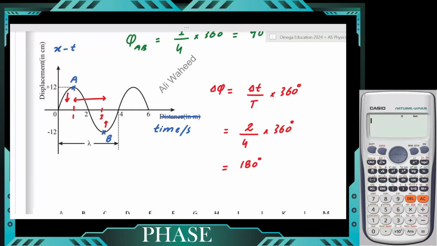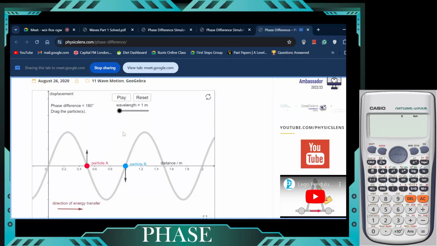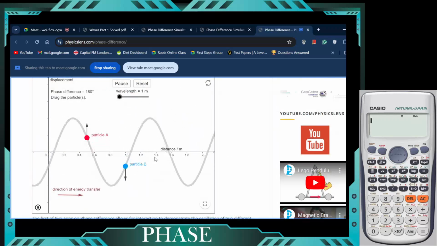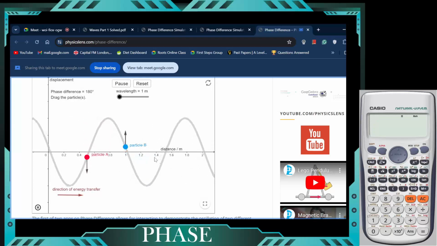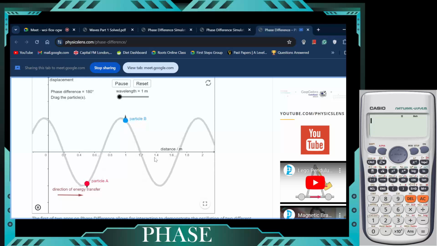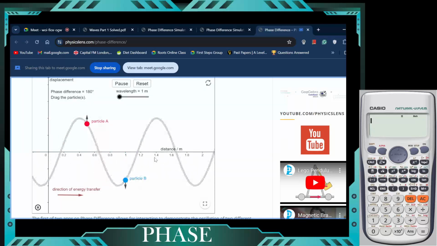So what does that look like? This is what a phase difference of 180 degrees between two particles would look like. So you see, as one of the particles goes to the max, the other one goes all the way to the other side to the max. And the phase difference between these two is 90 degrees.